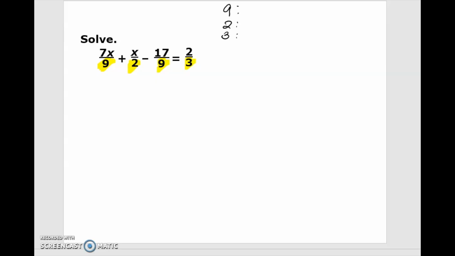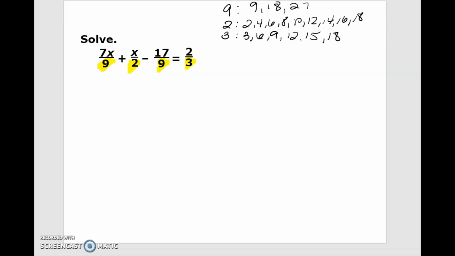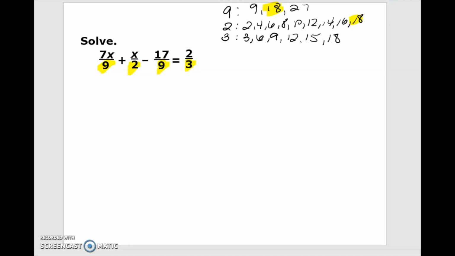And some of you already have it because you've got your multiplication facts down really, really well, and you already know that common denominator. For the rest of us, we can just write out our multiples. For 9: 9, 18, 27. For 2: 2, 4, 6, 8, 10, 12, 14, 16. Oh, thank goodness, I finally got one there. For 3: 3, 6, 9, 12, 15, 18. Okay, 18 is our magic number. Everything's divisible by 18.